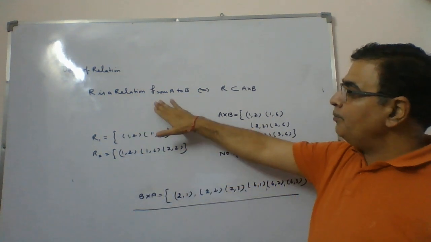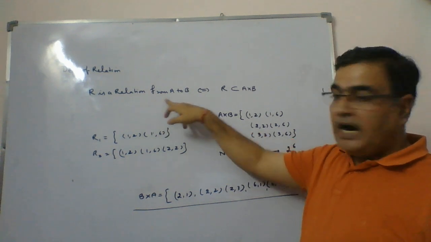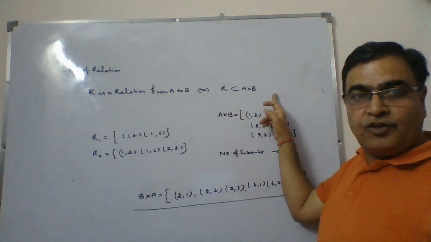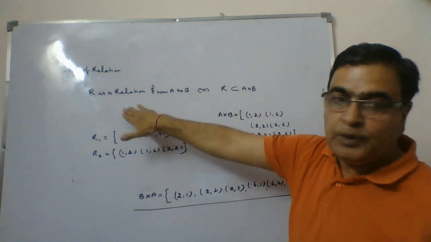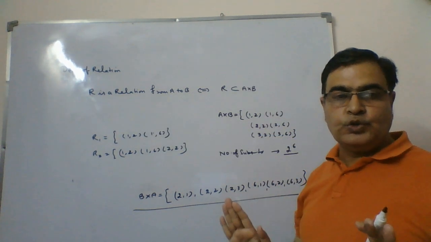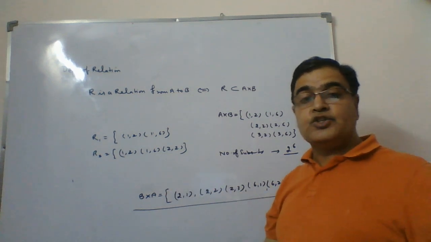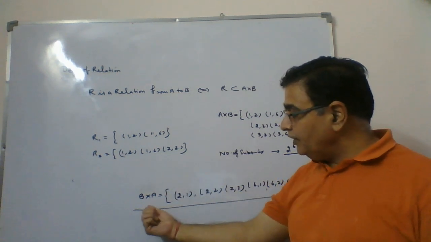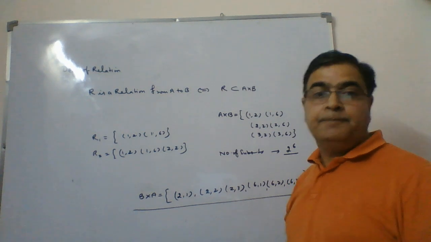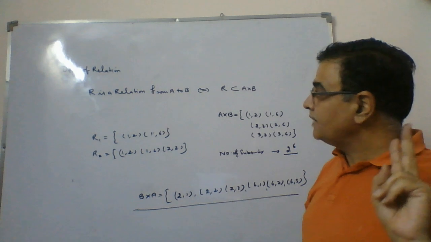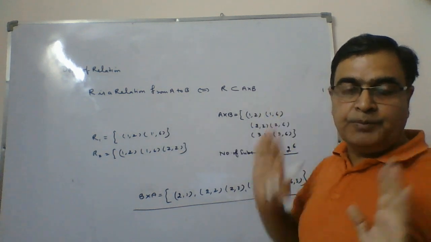So R is a relation from A to B if and only if R is a subset of A cross B. And if it is a subset, it will be a relation. That you should keep in mind. So any subset of A cross B will give you a relation from A to B. If it is a subset of B cross A, then it will give a relation from B to A. This is the definition you should keep in mind.